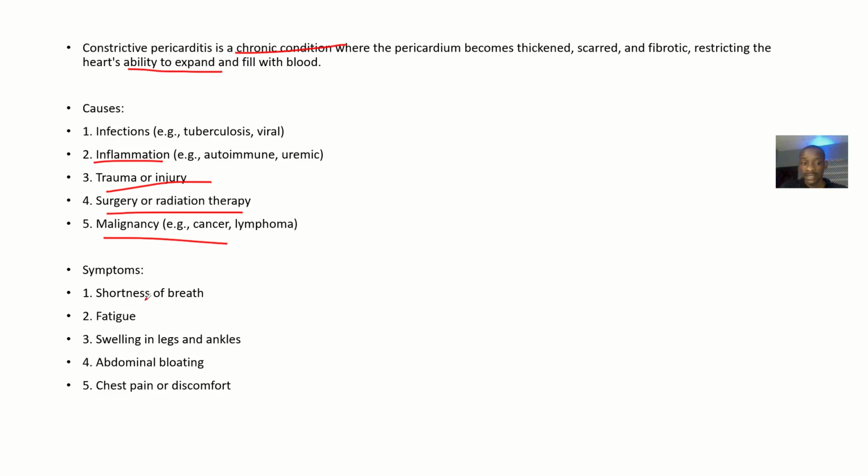All right. Then symptoms: if the heart is being constricted, the patient will complain about things like shortness of breath, they are feeling weak, that's fatigue, there's swelling in their legs or ankles, right? They'll complain about abdominal bloating. They'll complain about chest pain or discomfort, right?